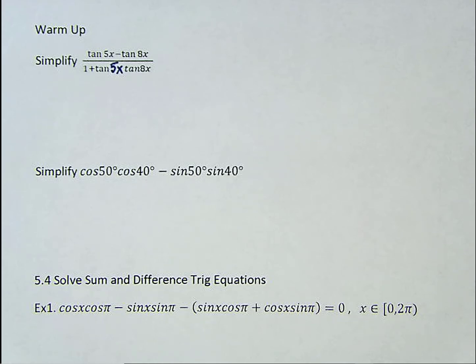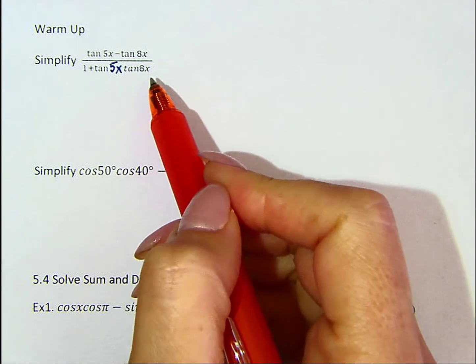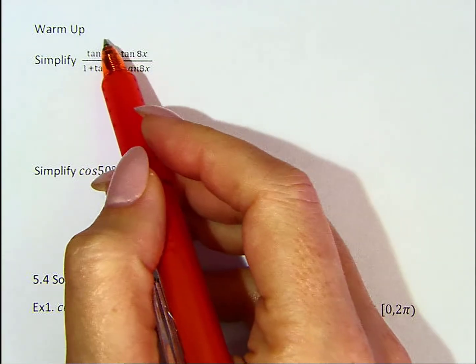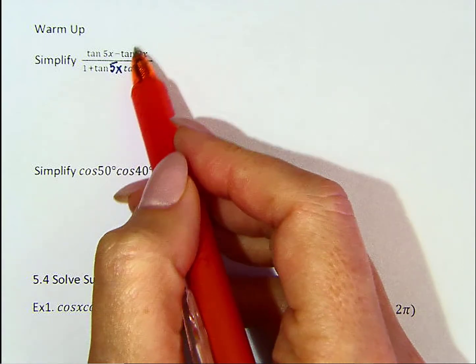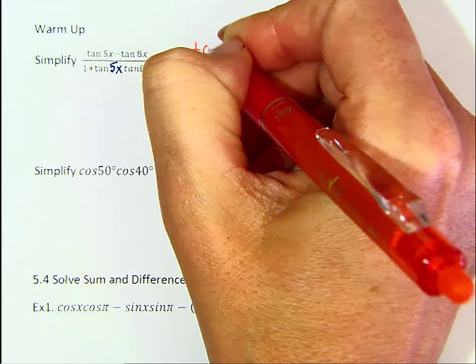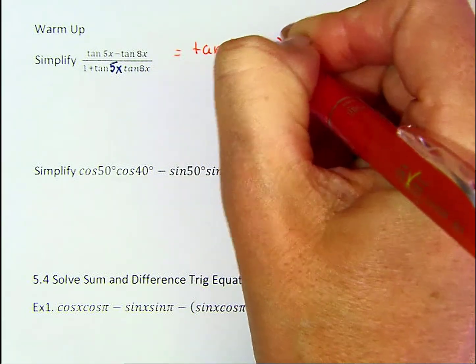All right, we're going to continue on with our sum and difference identities and solving. So you will need your unit circle. We're going to start with just simplifying our identities, and you'll notice that we're given the expanded version. So you want to look at this part here, which is our 5x and our 8x. So we know that it's tan 5x and 8x.